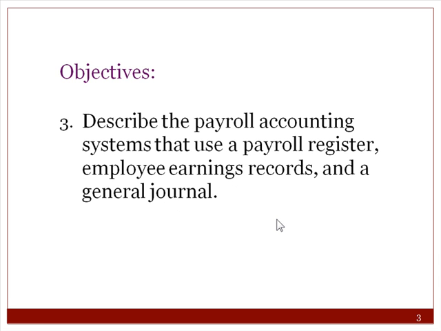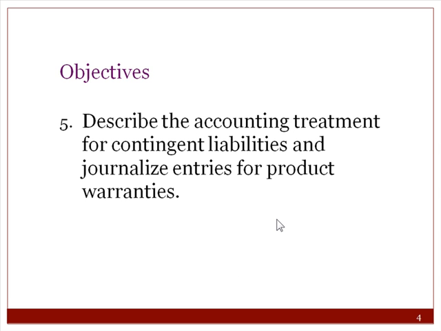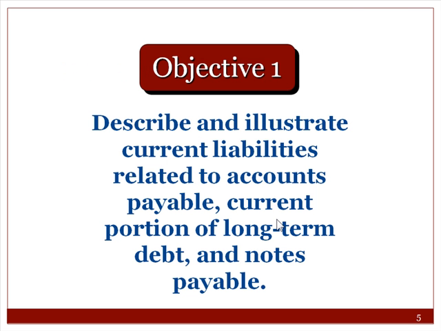Describe payroll accounting systems and the use of the Payroll Register. And journalize entries for employee fringe benefits, including vacation, and we'll cover pensions very briefly. Describe the accounting treatment for contingent liabilities and journalize entries for product warranties. So let's start with current liabilities first.